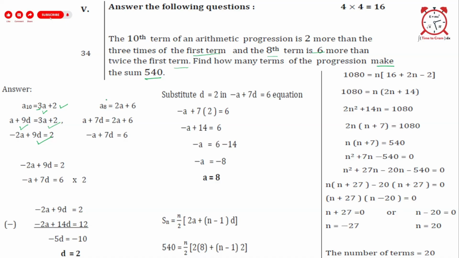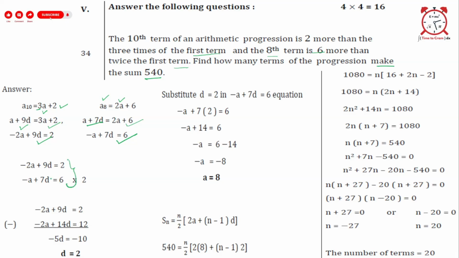Second condition: it is given that the 8th term is 6 more than twice the first term. So a8 equals 2a plus 6. Here we will keep the value of a8 as a plus 7d and the rest as it is. After simplifying we get minus a plus 7d equal to 6. Now let us write both the equations one below the other.